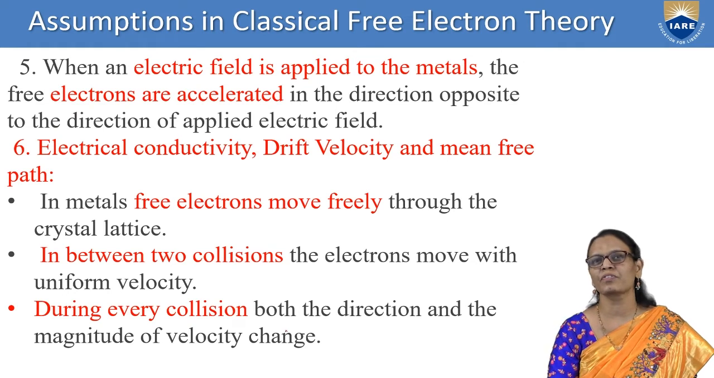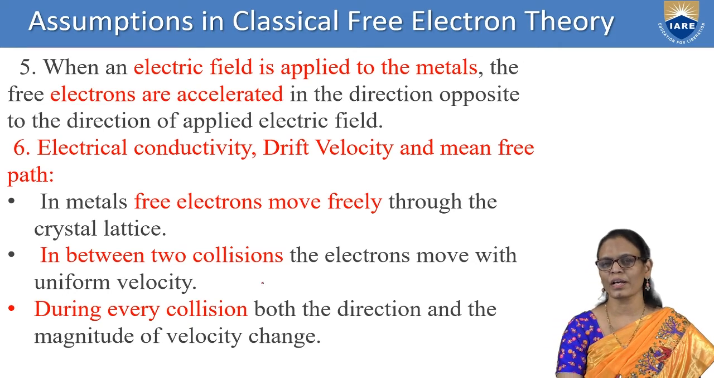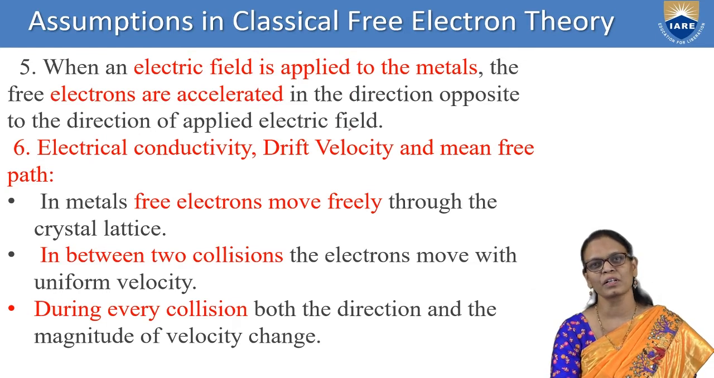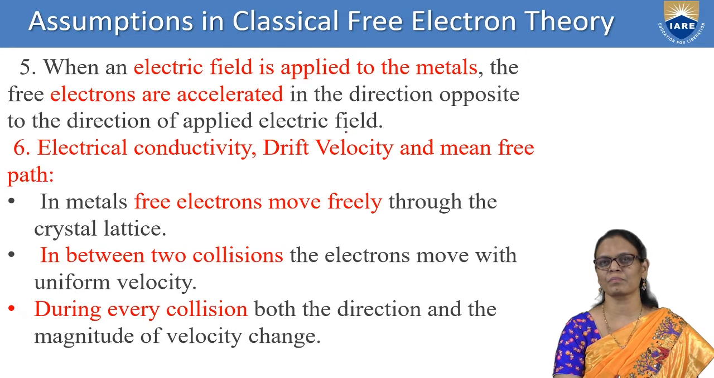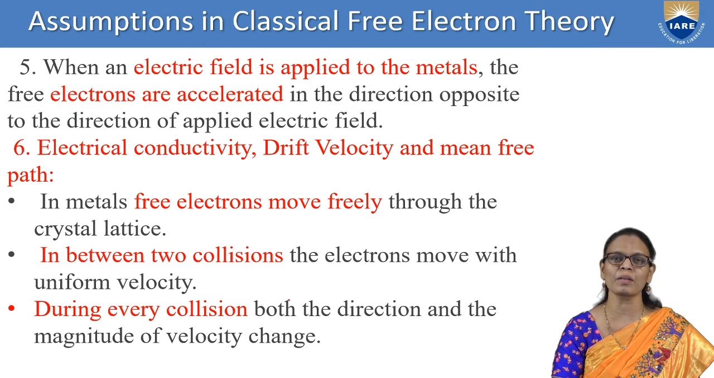Now when an electric field is applied, what happens? The free electrons are accelerated in the direction opposite to the direction of the electric field. This is what we have seen. Because the electrons are free, once you apply an electric field, these electrons will move in the opposite direction, that is towards the positive plate.